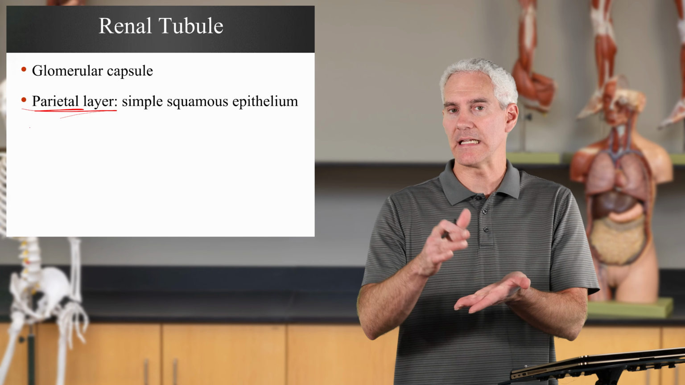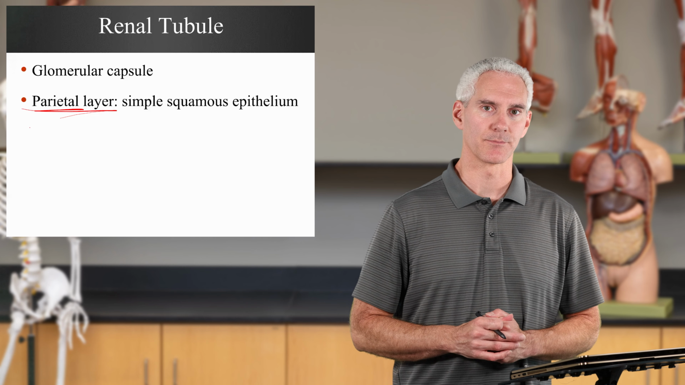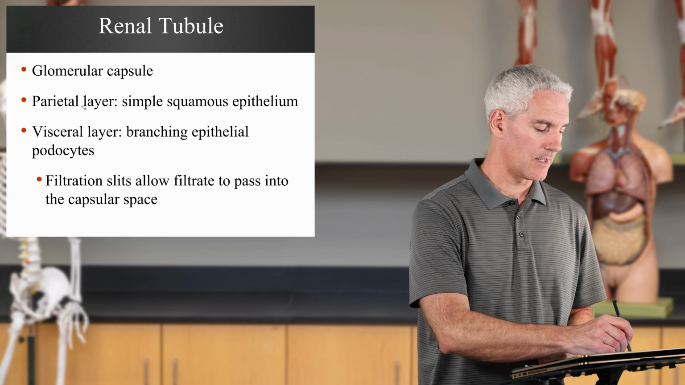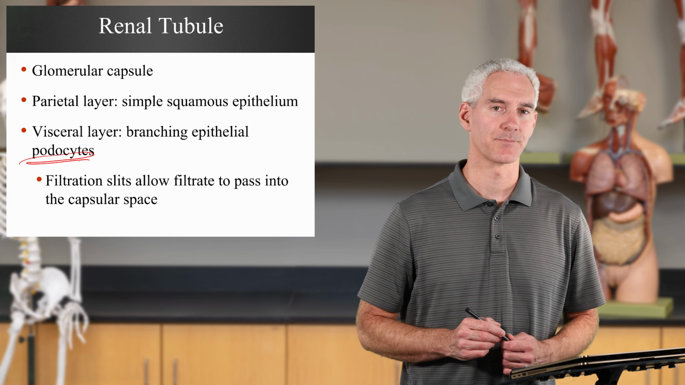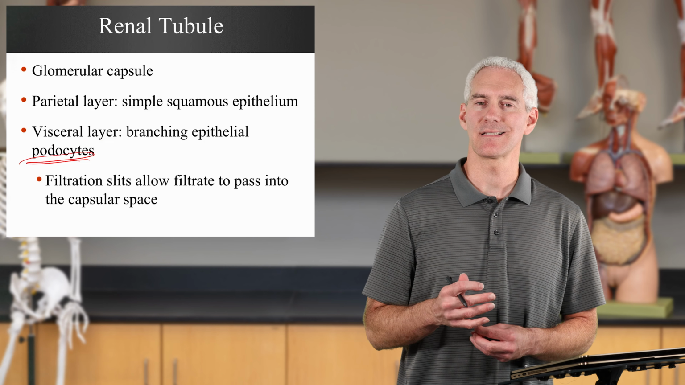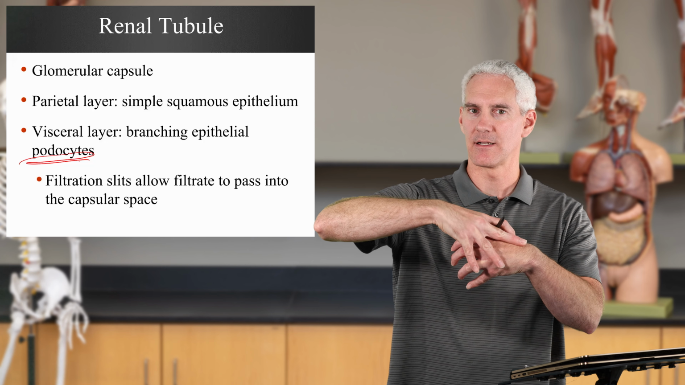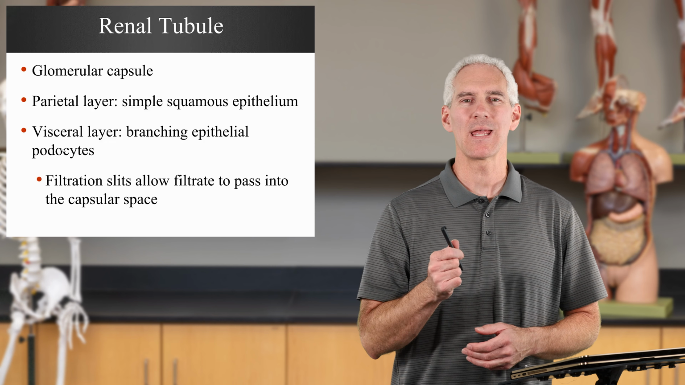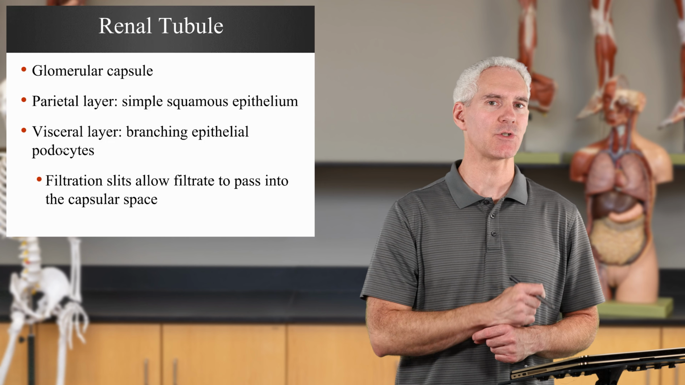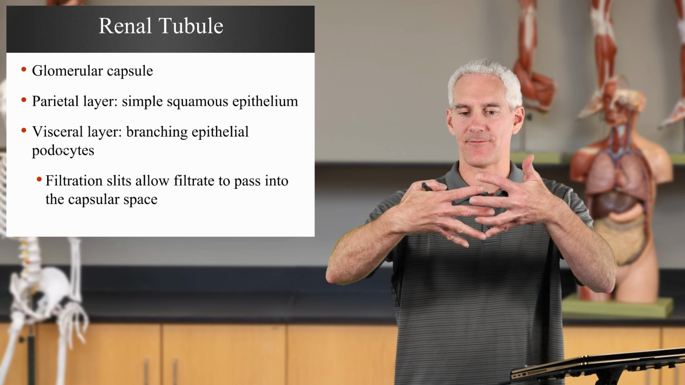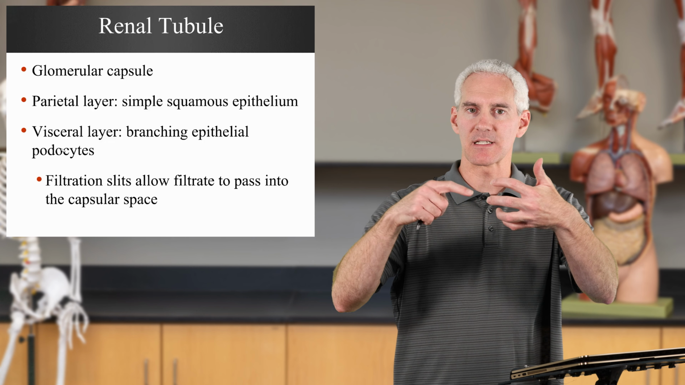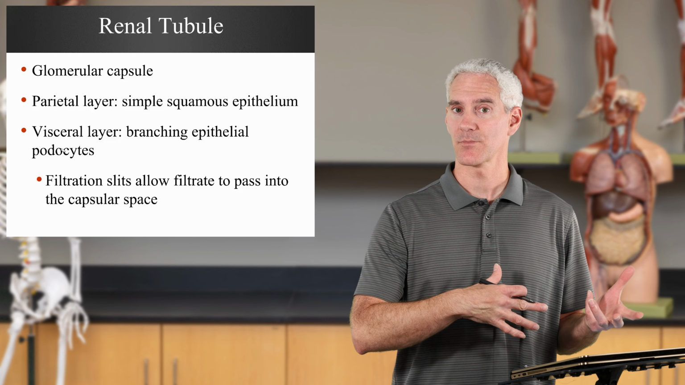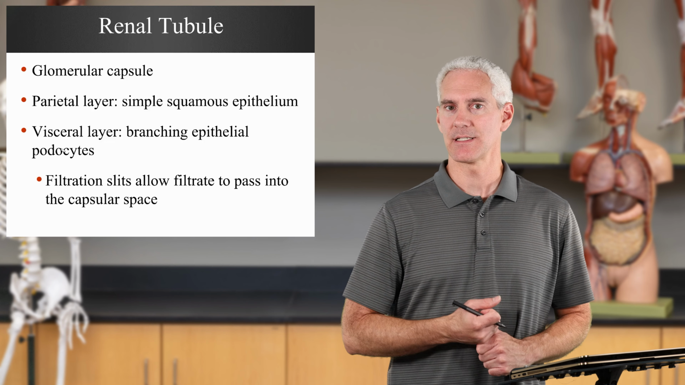Makes sense, nice and thin, easily permeable, allowing things to pass through. But we also have the visceral layer. Now this visceral layer is going to have branching what are called podocytes. Podocytes are specialized cells that help give structure to the membrane. They're around the membrane. So it's helping to give a little more stability to this. But we have these filtration slits in between the podocytes. So the podocytes kind of form these interlocking aspects. You have these slits in between that aid and help with the filtration from the plasma of the blood into the filtrate inside the nephron.